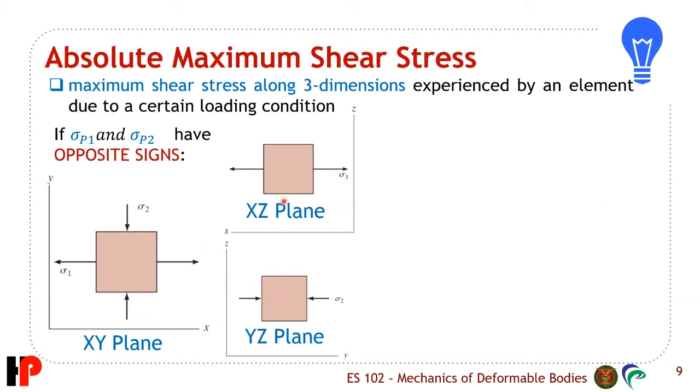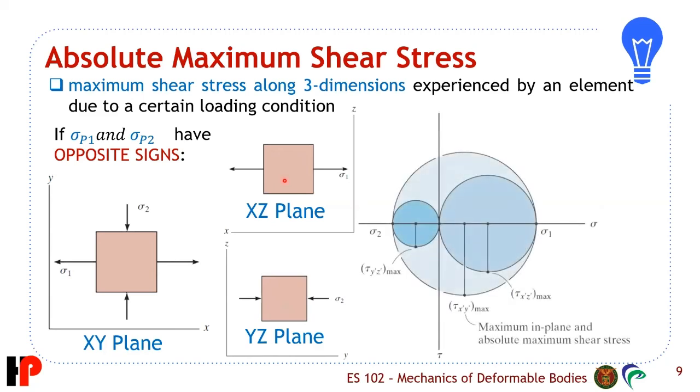So again, you have three planes. You have 3 separate Mohr circles. So these are the three. Let's start with this XY plane. So you have sigma 1 positive, sigma 2 negative. You connect them, you get a circle. So, this big circle corresponds to your XY plane.